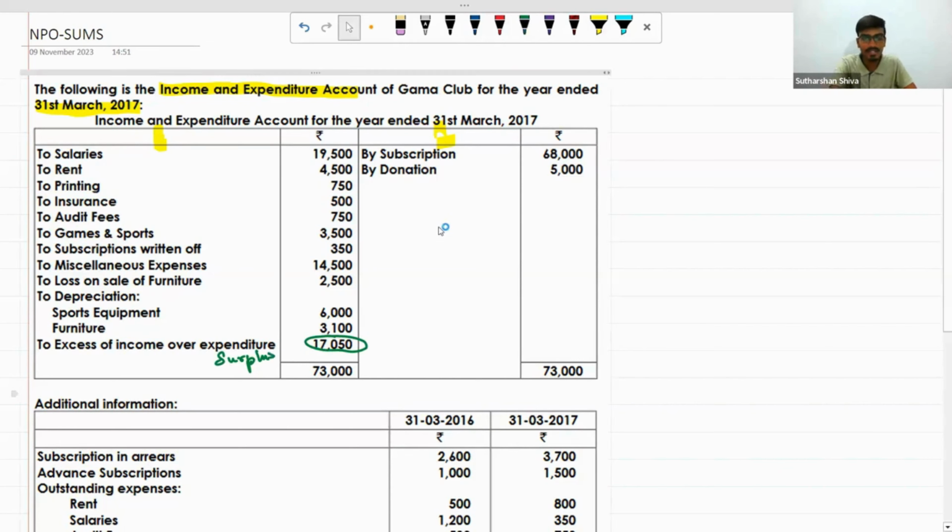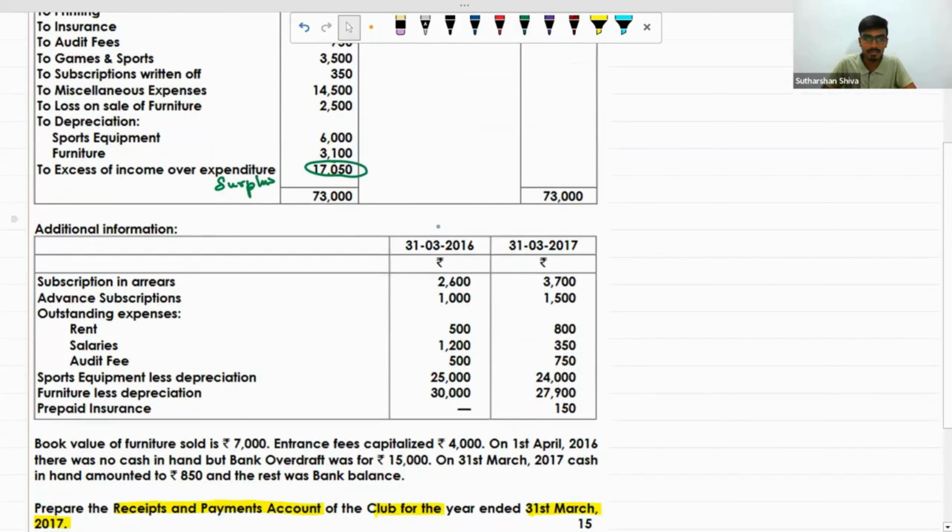And they have given additional information. Here the points come into the picture. It is an opening value, and this is going to be closing. How should you read? Opening in arrears, we can call them outstanding. It is opening outstanding, closing outstanding. Opening prepaid, opening pre-received, closing pre-received. All these will be outstanding expenses.